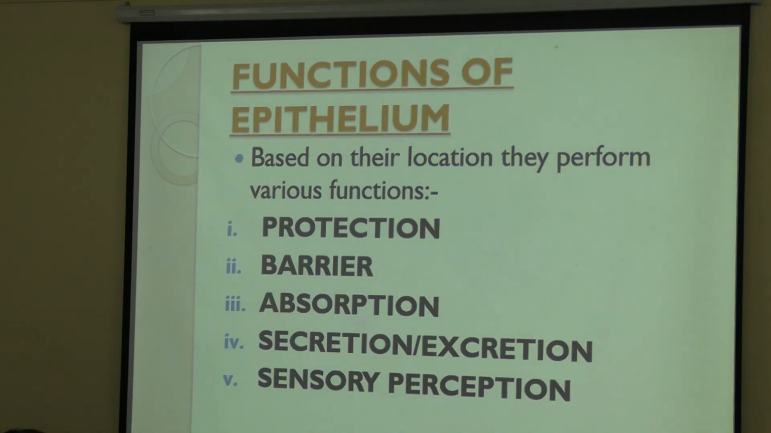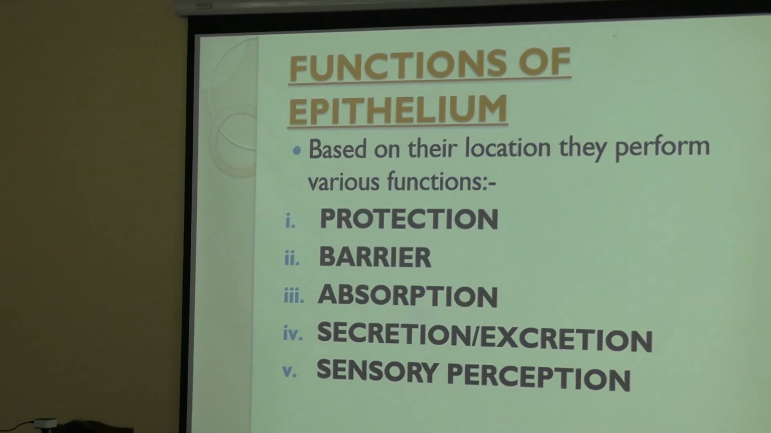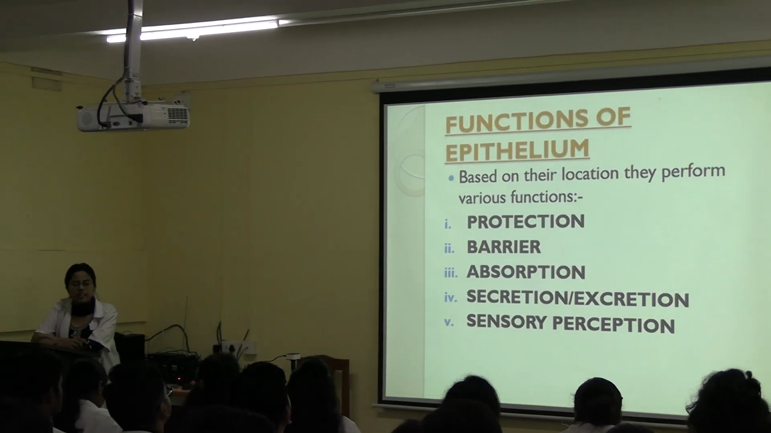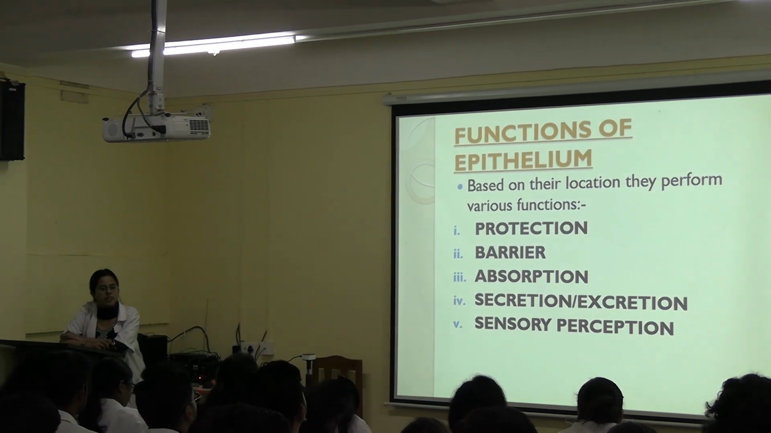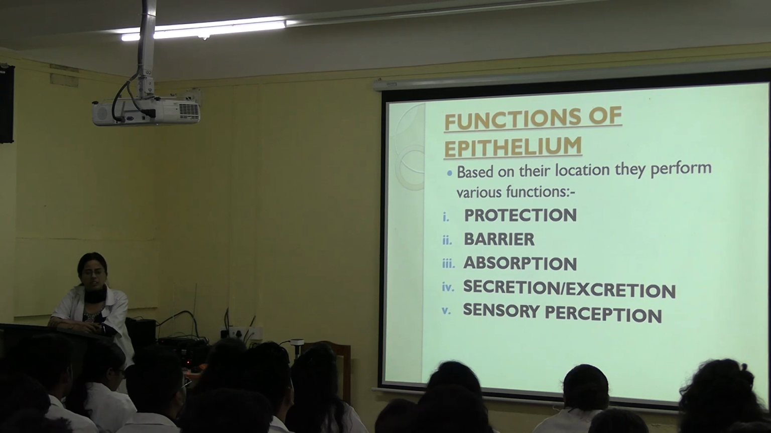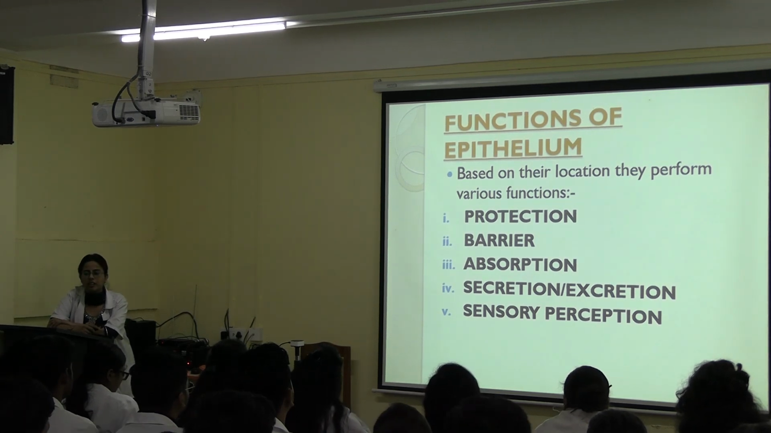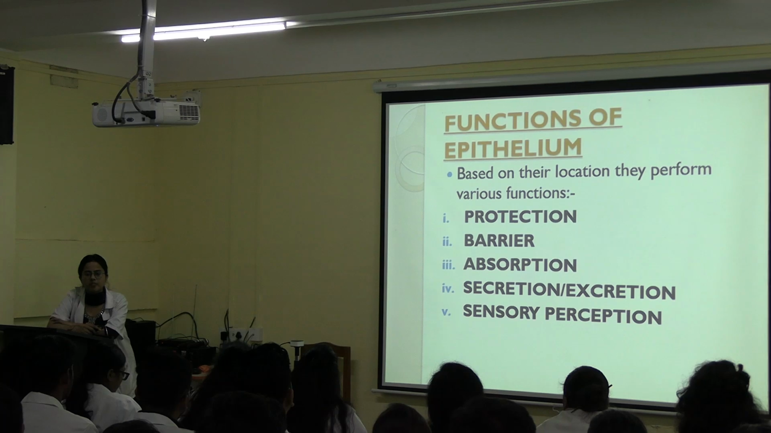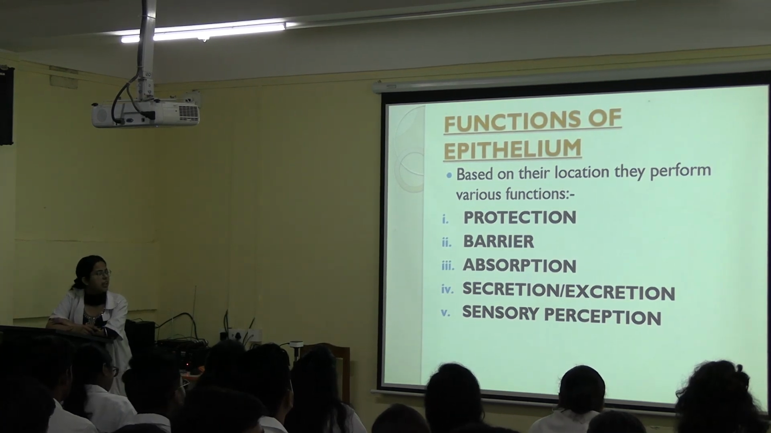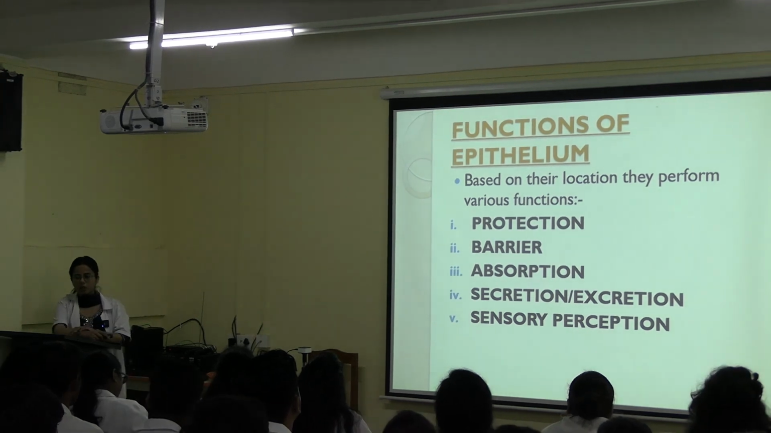Now what are the functions of epithelium? On the basis of their locations, epithelium performs different kinds of functions. Now protection, can anyone tell how epithelium will protect? Example, skin. Barrier, it will restrict the entry of some viruses and allow some lipid soluble substances to pass through it. Absorption, like in intestine I told.